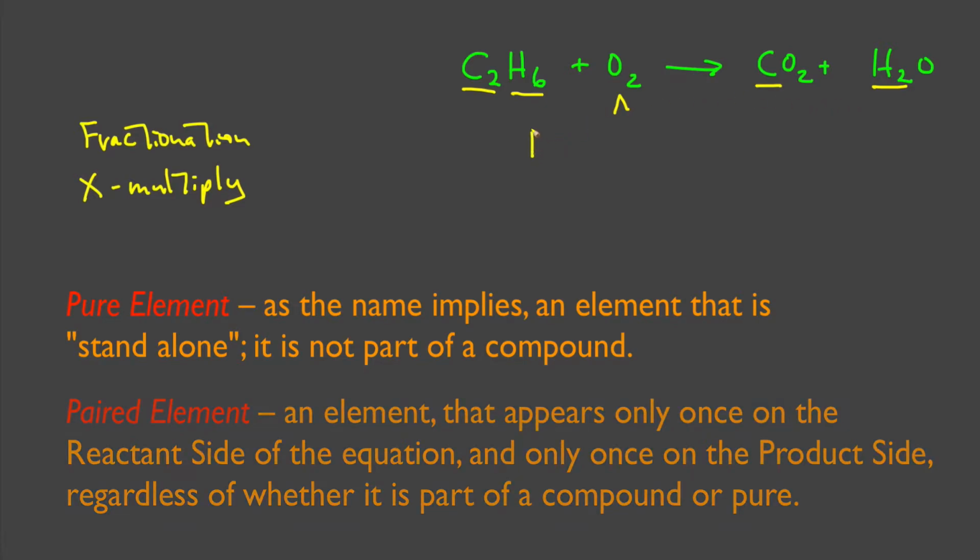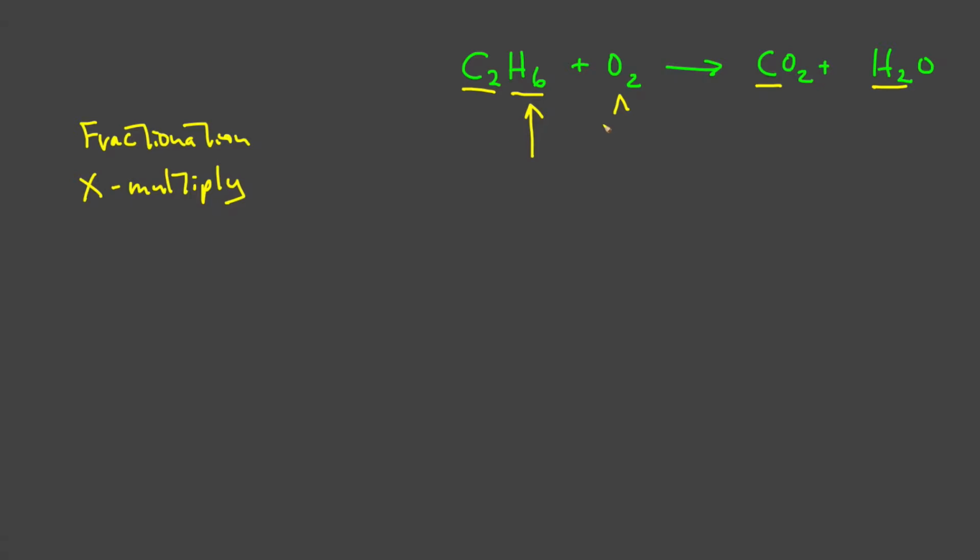With that, we agreed we would start with the paired element with the largest subscript, in this case the hydrogen in ethane. So let's begin by locking that down at 6 by putting a coefficient of 1 here. If we have 6 hydrogens on this side, then we must have 6 hydrogens on that side. 3 water molecules, each water molecule having 2 hydrogens, is a total of 6. Hydrogen is now balanced.